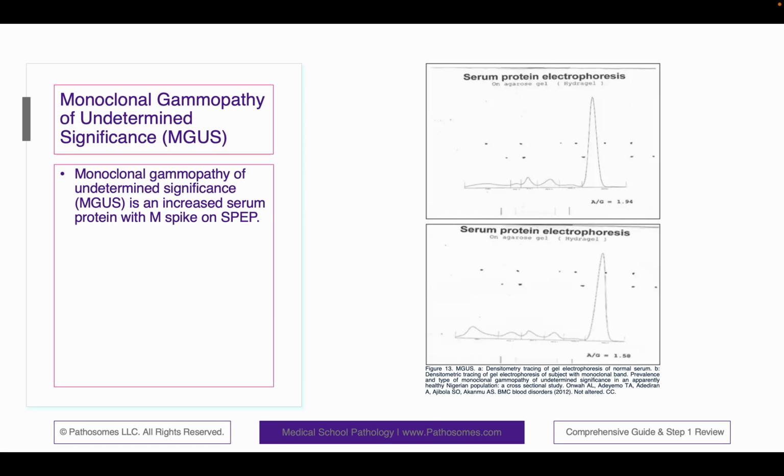And this is important to know about. Monoclonal gammopathy of undetermined significance. Monoclonal gammopathy of undetermined significance is an increased serum protein with M spike on SPEP. You see that big spike on the right-hand side of the electrophoresis?